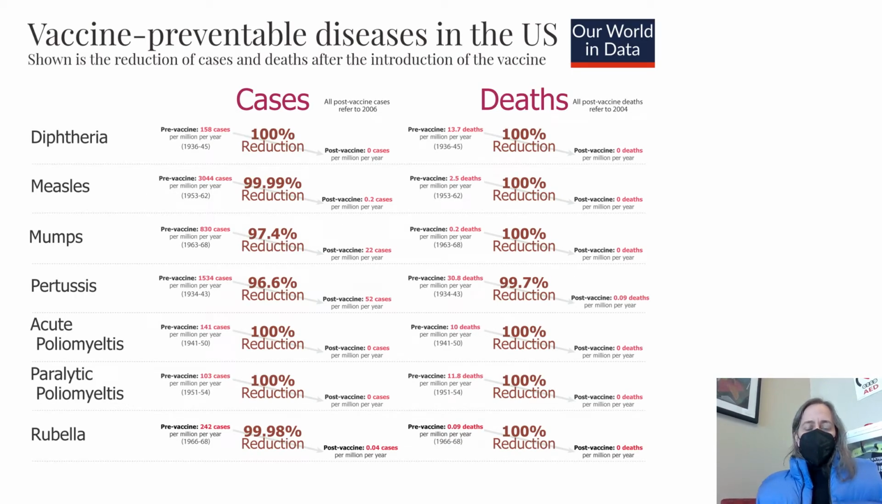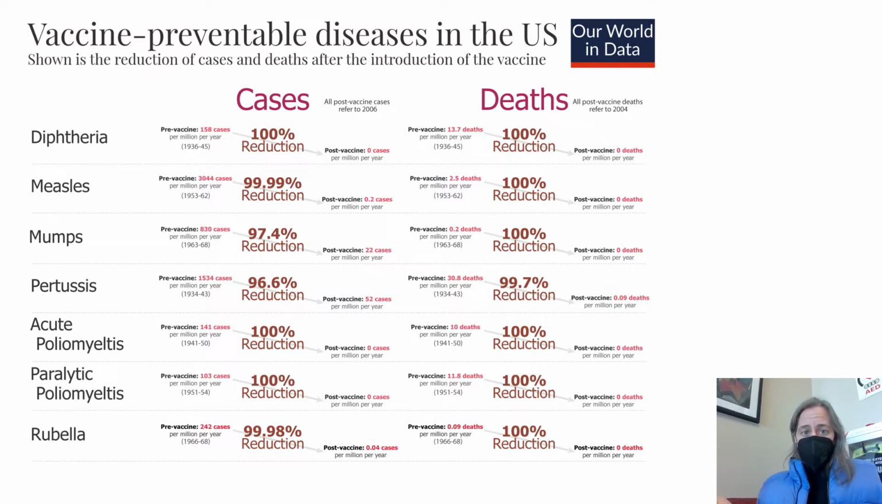I think it's important to recognize that in the United States, we've been a little bit spoiled by our history of success when it comes to vaccination campaigns. So this is a listing of vaccine preventable diseases and the percent reduction in both cases and deaths that we have seen since introducing the vaccine. So you can see diphtheria is gone, right? 100% reduction in cases and deaths.